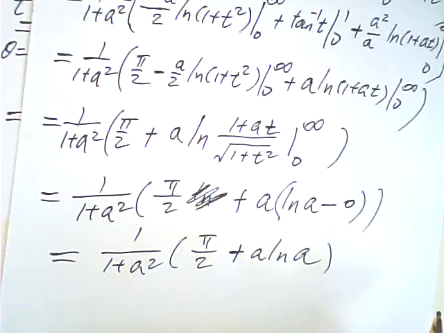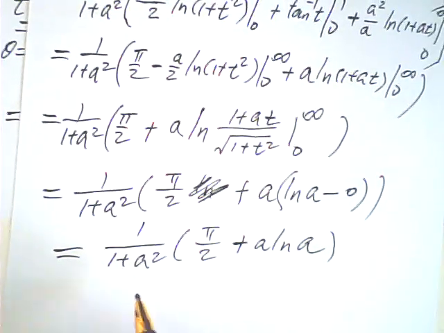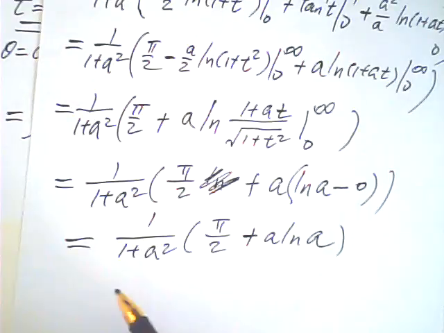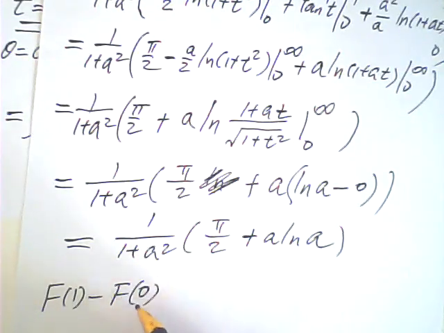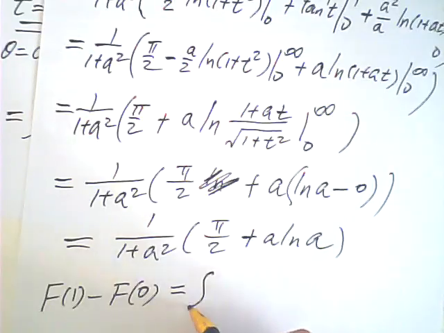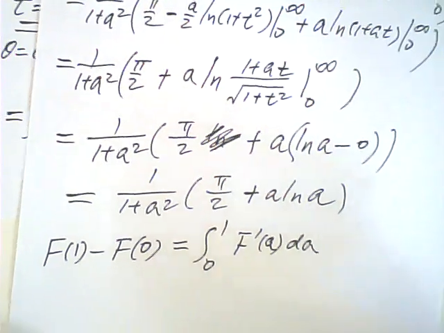Okay, good. Now then, I'm using the Newton-Leibniz formula. f(1) minus f(0) is equal to the integral from 0 to 1 of f prime of a da, right? Yeah, that is Newton's formula.